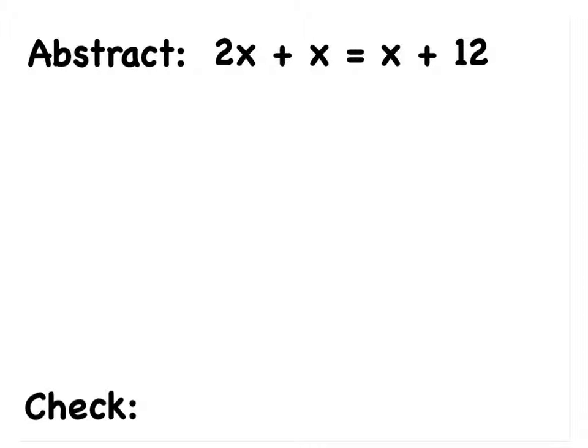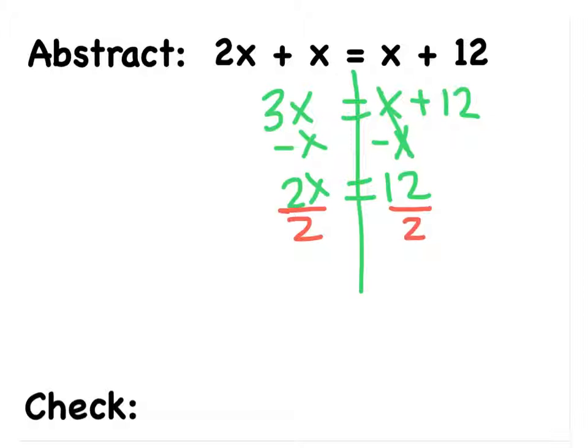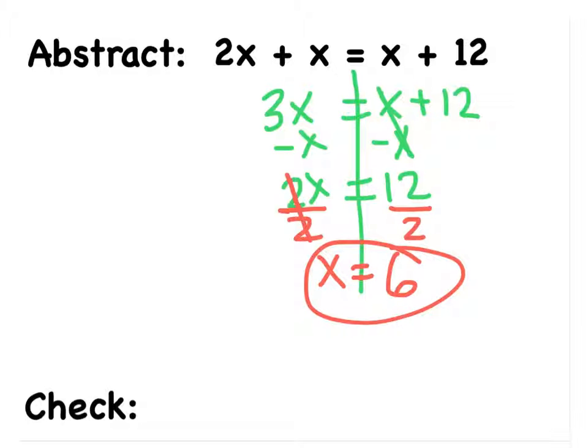Now let's show this abstractly or algebraically. So my first step is combining like terms. So 2x plus 1x gives me 3x. My next step is to subtract x's from both sides, because x minus x cancels out to 0, so I'm left with just 12. And then 3x minus x gives me 2x. Okay? Then I'm going to divide both sides by 2, because 2 divided by 2 cancels out to make 1x, and 12 divided by 2 gives me 6. So x equals 6 is my final answer.